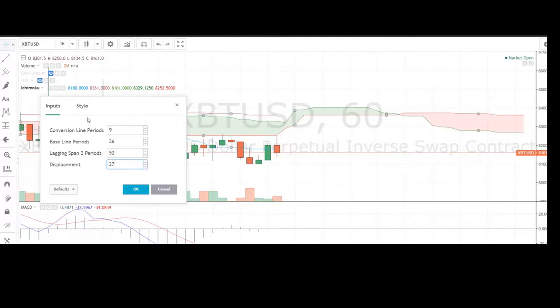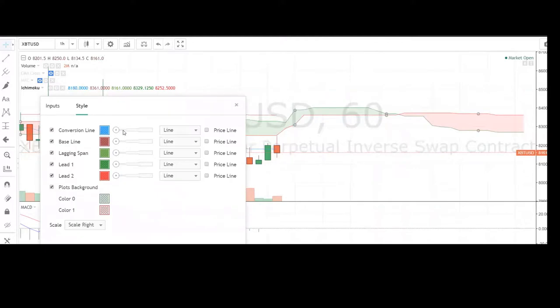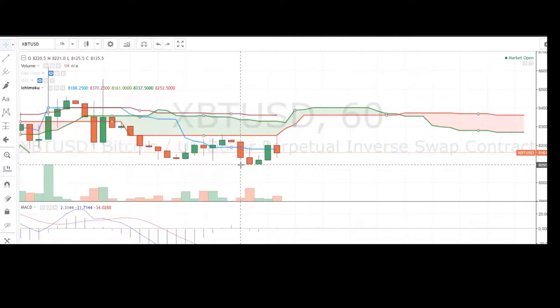We also have the styles, where you can increase the thickness of the lines. Let me just make things obvious, I'm going to increase the thickness of the line. You can understand basically what I'm talking about. Good. So with this, we have my settings ready. Okay, good. I think it's more obvious right now.